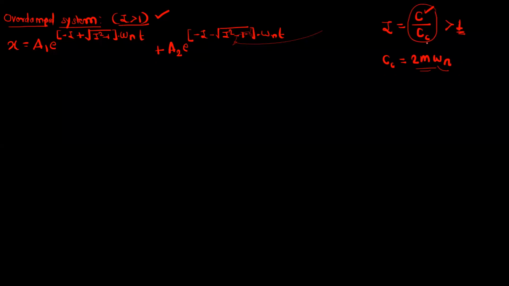Okay, so for the overdamped system, if you want to plot the waveform by this equation, which is a general equation, then we should find out these values A1 and A2. Okay, so let us take the vibratory system. Like this.